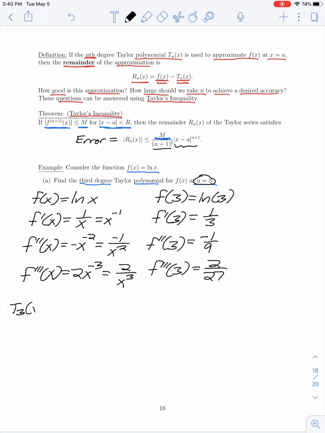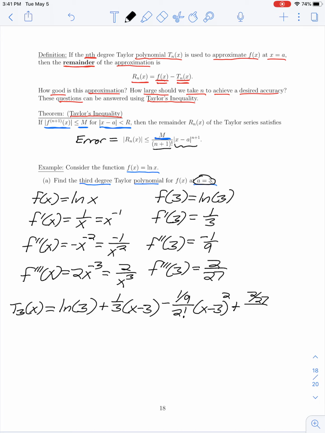So at this stage, we're ready to find our Taylor polynomial. The third degree Taylor polynomial, T_3(x), is given by f(3), which was log 3, plus f prime of 3, which was 1/3, times (x − 3) to the first power, plus the second derivative, f double prime of 3, which is negative 1/9, divided by 2 factorial, times (x − 3) squared, and then plus our third derivative, which was 2 over 27, over 3 factorial, times (x − 3) cubed.